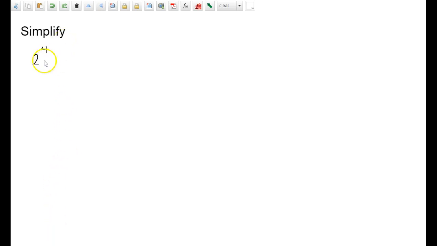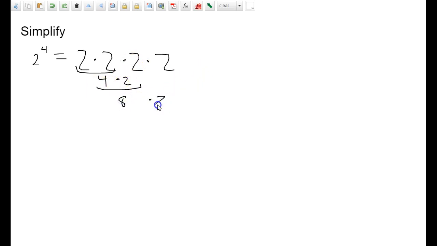When a problem asks you to simplify, if it's just one integer with one exponent, we're just going to multiply that out. We can do it by hand. 2 to the 4th means do 2 times 2 times 2 times 2. And we just go in order. 2 times 2 is 4. Multiply by 2 again, 4 times 2 is 8. And then we have one last 2. 8 times 2 gives us an answer of 16.